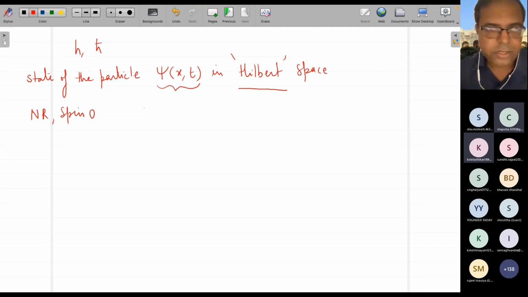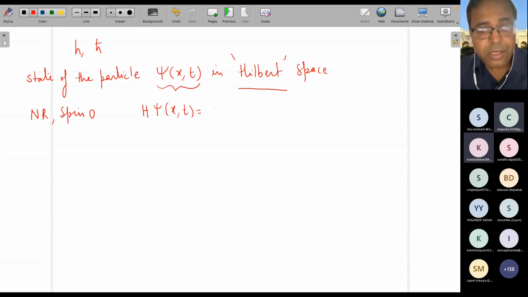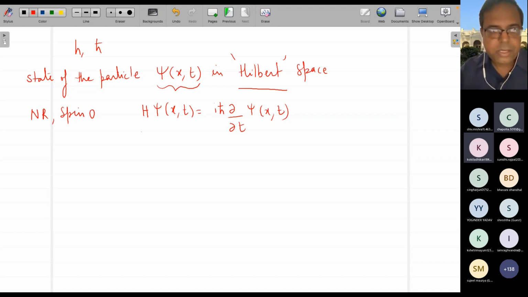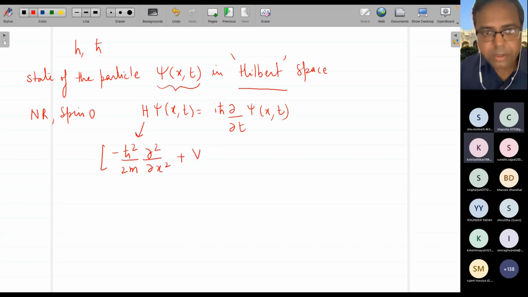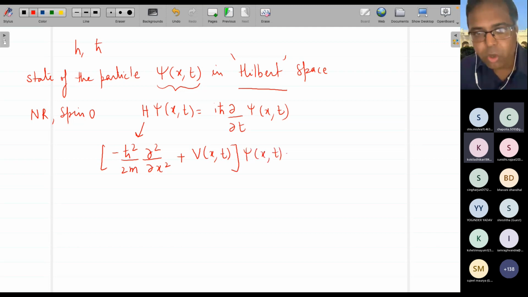So you can speak out and I will just write down H psi(x,t) is equal to i hbar del psi over del t. And this H is called the famous Hamiltonian, or Hamiltonian operator, minus hbar squared over 2m del square over del x square plus V(x,t). So let me just explicitly write down the whole of it.